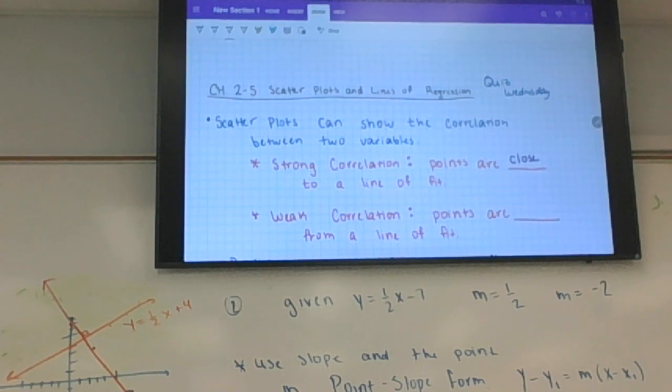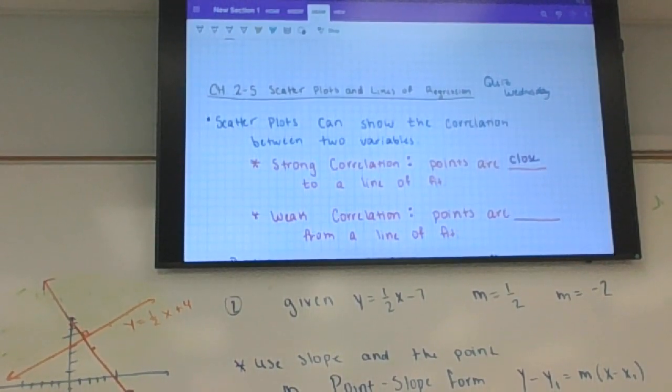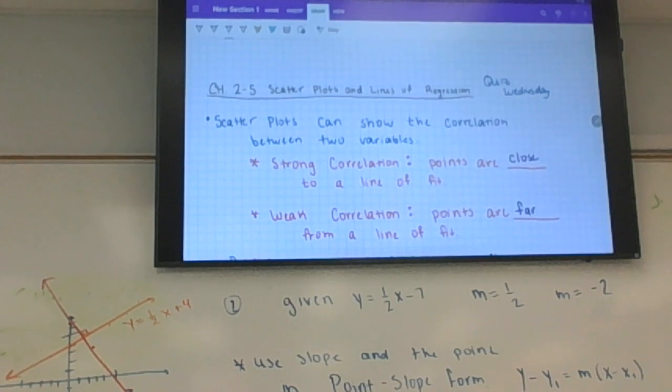If they are a weak correlation, like the relationship is not strong, the points are far from a line of fit. So you talk about this a lot in statistics.